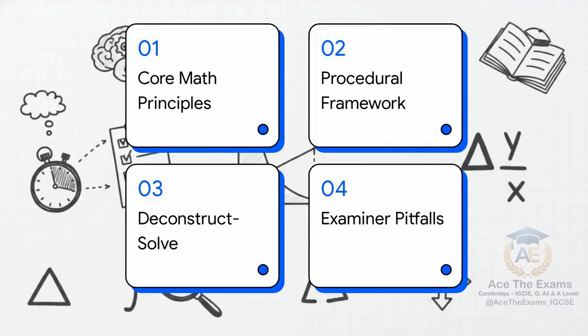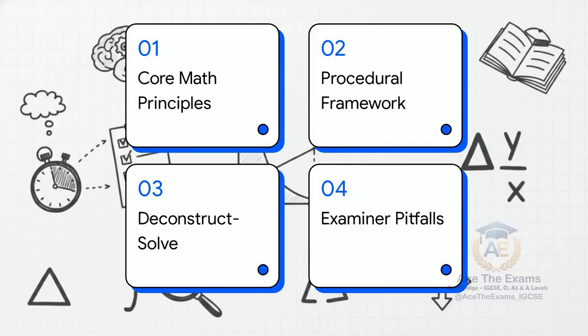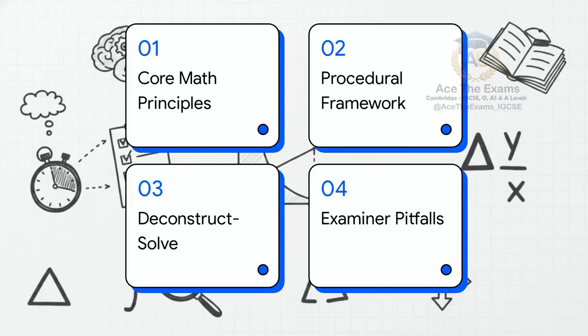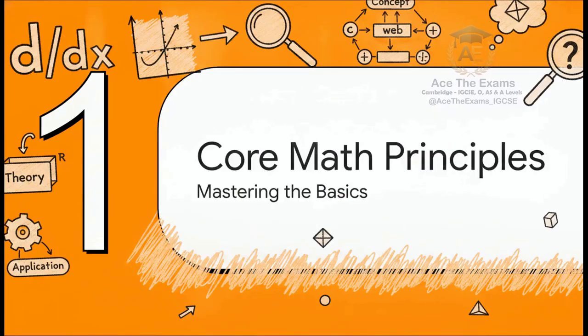Here is our pristine roadmap for systematic clarity today. First, mastering core math principles. Second, the procedural framework. Third, deconstruct, solve, evaluate. And finally, avoiding examiner pitfalls. Let's move smoothly into the first phase. Phase 1. Mastering core math principles.